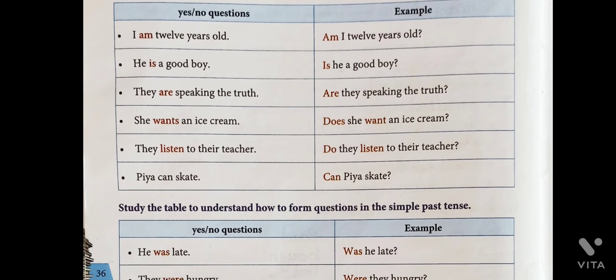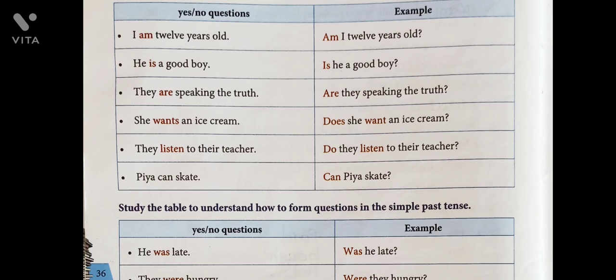For example, here in simple present tense, here is a sentence. I am 12 years old. Now you want to ask somebody like your mother. You don't know whether you are 12 years old or not. So you are asking your mama, your father or anybody who knows how old you are. So how are you going to ask? Am I 12 years old?